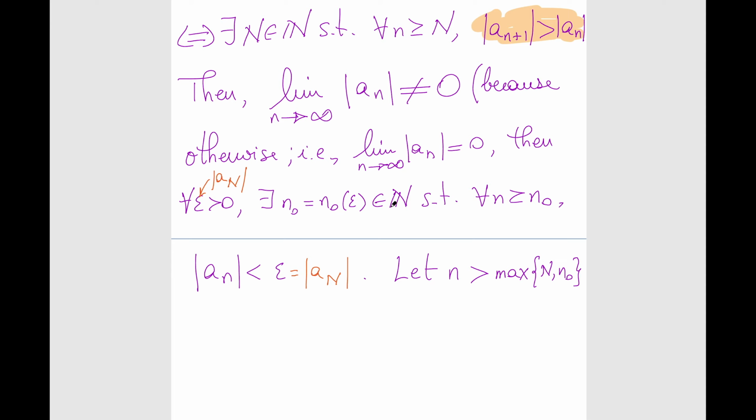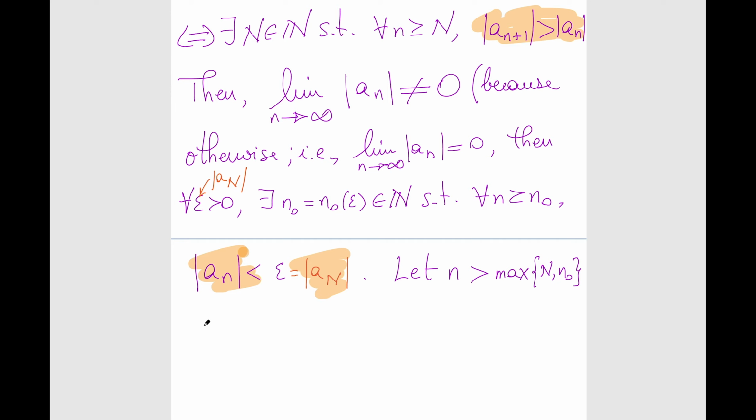And what else is gonna hold? This is also gonna hold for me. Why? Because again, this holds for any choice bigger than or equal to n naught. And certainly the n I'm choosing is bigger than or equal to n naught because it's larger than n naught and larger than capital N. So both of these are gonna hold for me for this choice of n, right? So do you see the contradiction already?